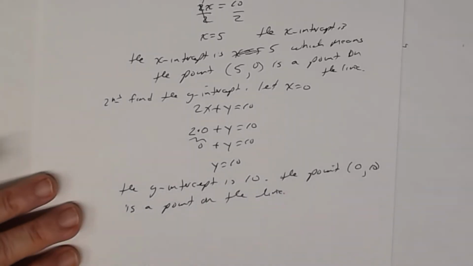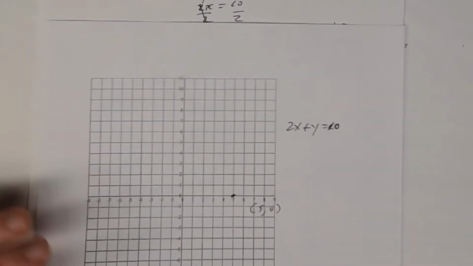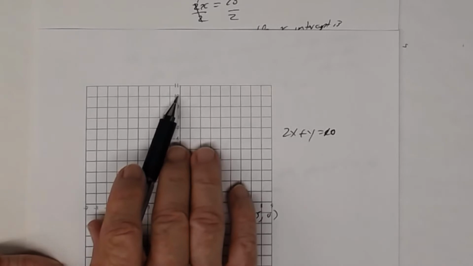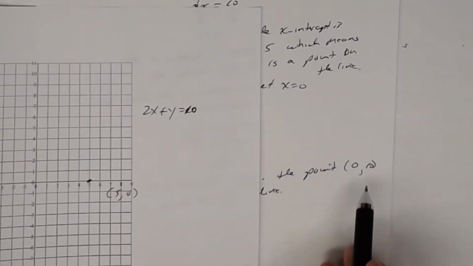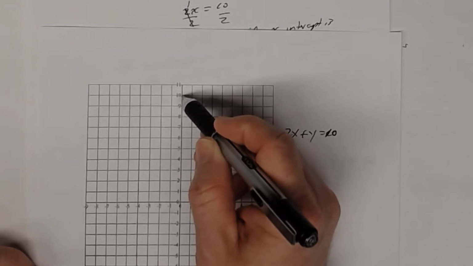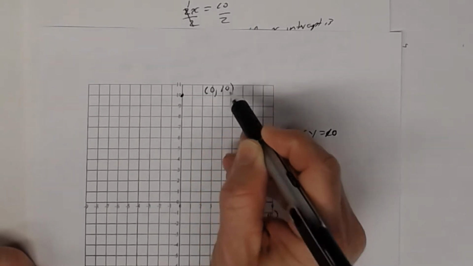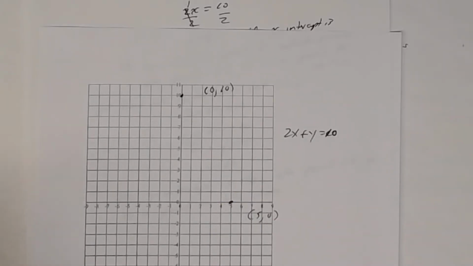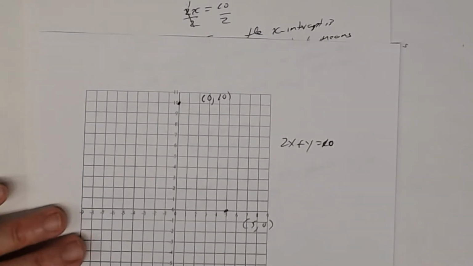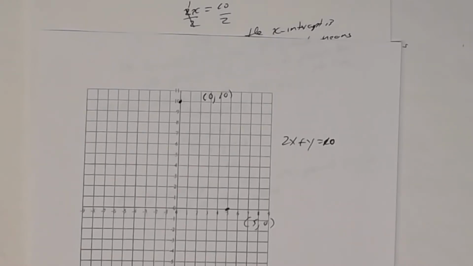So let's go ahead and plot that point. And notice, so 10's right here, right? So 0, 10. So that's right here. So that's where the graph crosses the y-axis. So that's 0, 10. And now we're going to use a ruler. If I can find my ruler real quick, we're going to use the ruler to draw this line. Let me go ahead and find the ruler.